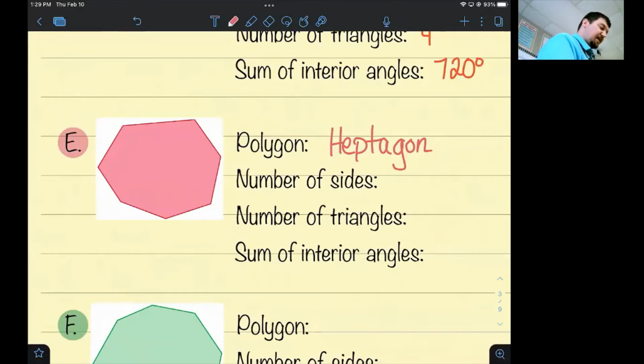Number of sides on a heptagon, 7. Number of triangles it has. Anyone want to guess without me drawing them? Carson? There's 5. And 5 times 180? Carson? 900 degrees. Every heptagon has 900 degrees.